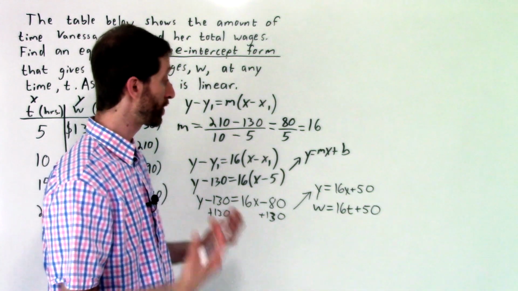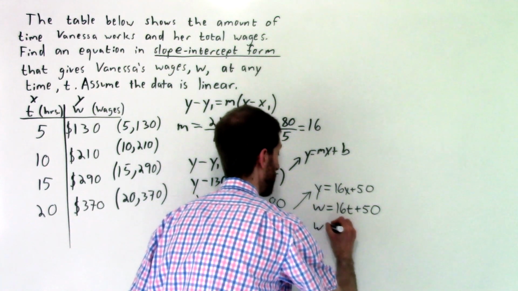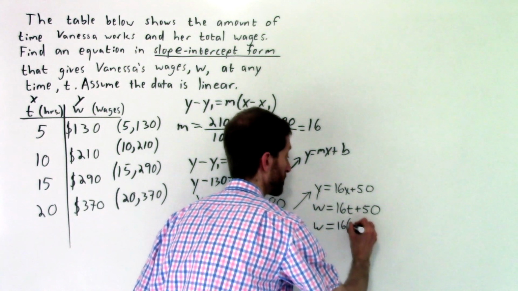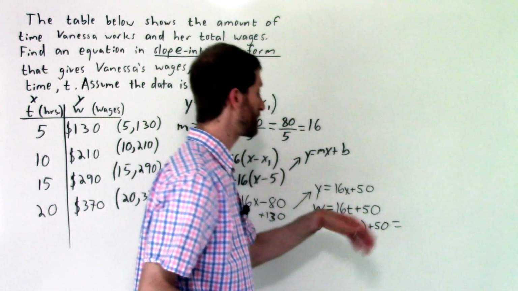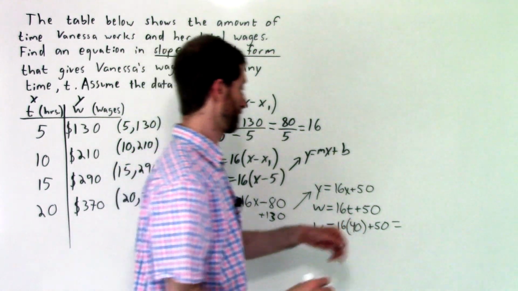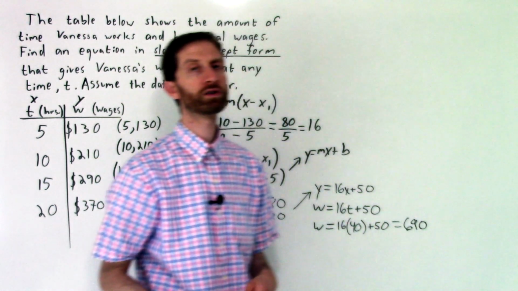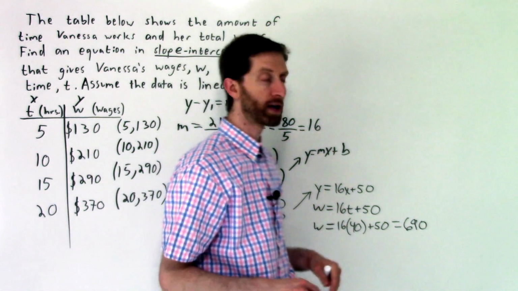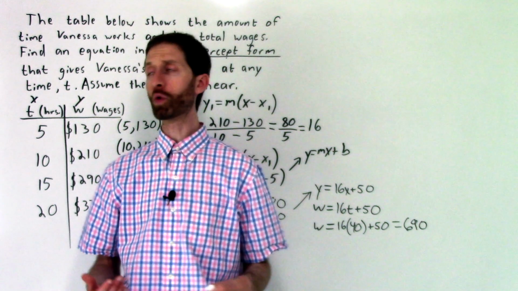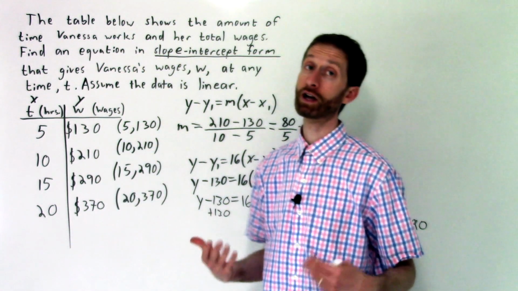Now, the cool part is we could go further and say, how many wages in dollars has Vanessa earned or will she earn in, let's say, 40 hours? So what we would do is take W, set it equal to 16 times 40 hours, and add 50. 16 times 40 is 640, plus 50 is 690. So we could use the slope-intercept form as a form that is much easier to calculate W values when we have T values. But the moral of the story here again is don't be scared off by a table of data. It's really just a collection of points.